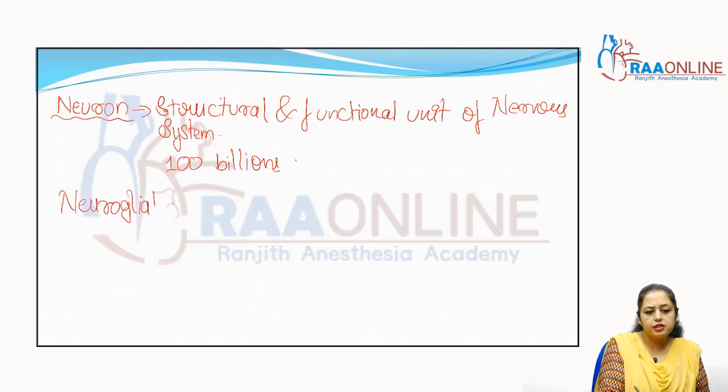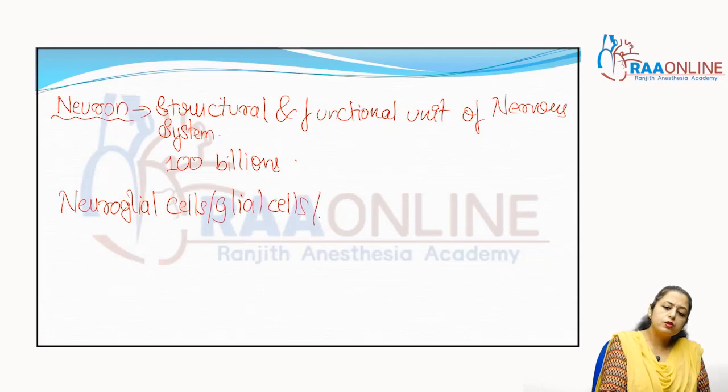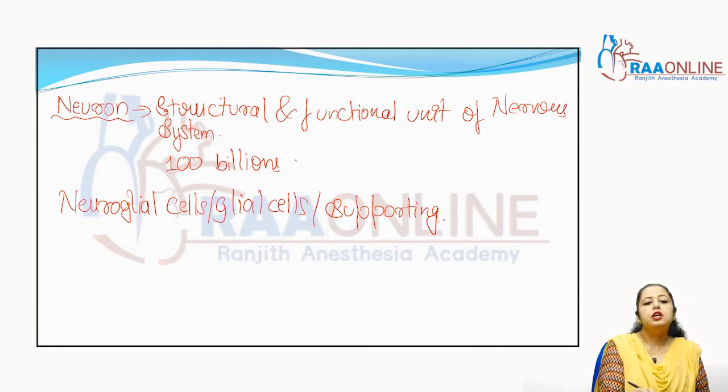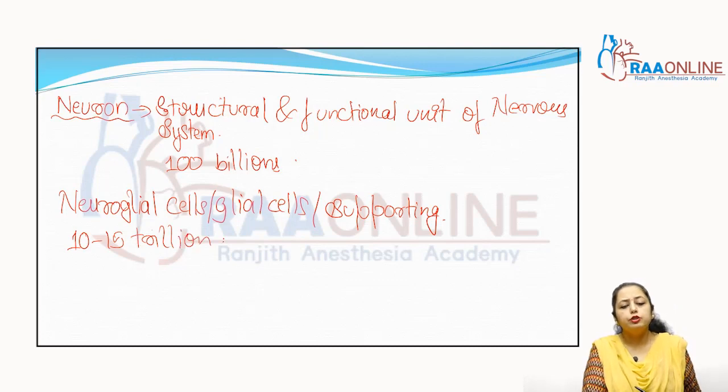Neuroglial cells are also known as glial cells and also known as supporting cells, because they support the neurons, right? And their number is 10 to 15 trillion, right? 10 to 15 trillion neuroglial cells are present. So what is the neuron?